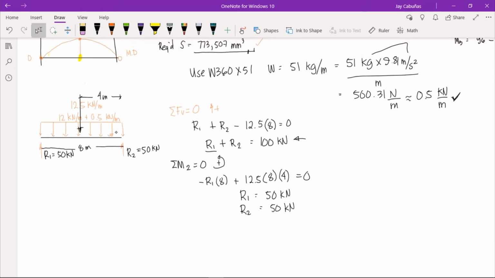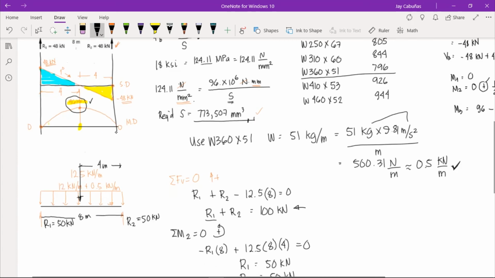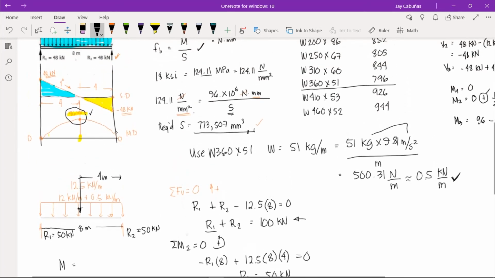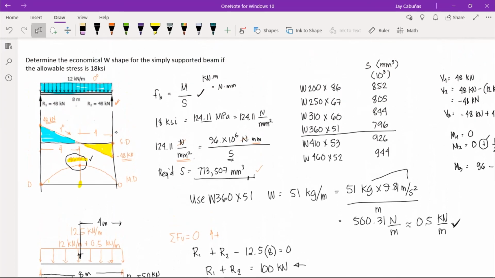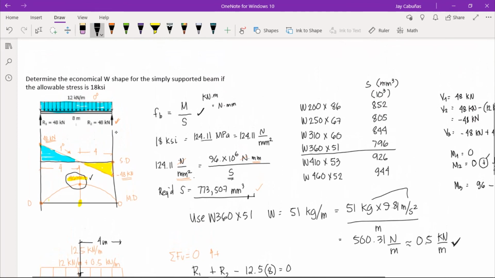And I taught you about the area moment method or area method to compute for the maximum moment, okay, which is 96 kilonewton meter for our previous example or our previous diagram. But you can directly compute the maximum moment by using the formula. This is only applicable for this type of beam, for a simply supported beam with a uniformly distributed load only. Okay, so this is only applicable for this type of beam, where the maximum moment is WL squared over 8. Okay, let's check it using this one here.